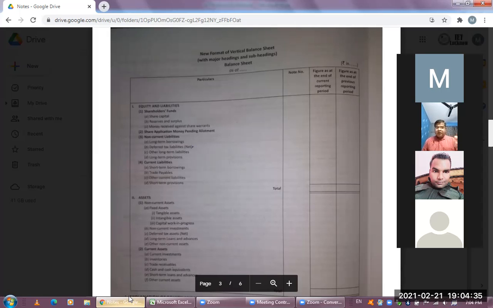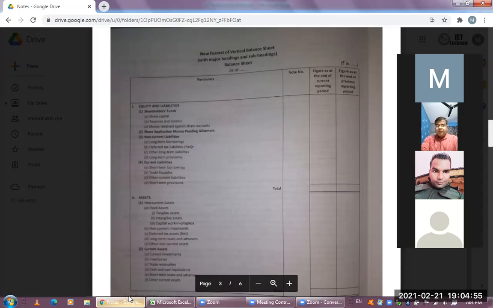There are two or three major headings. One is equity and liabilities, under which the shareholder funds, reserves and surplus, and other details are there. And the second is the non-current assets. That means the fixed assets will be mentioned over here.